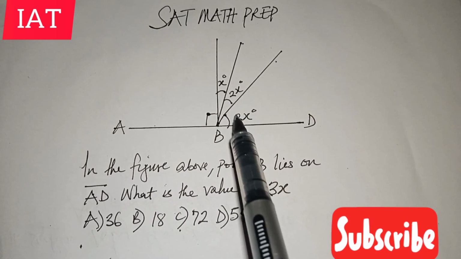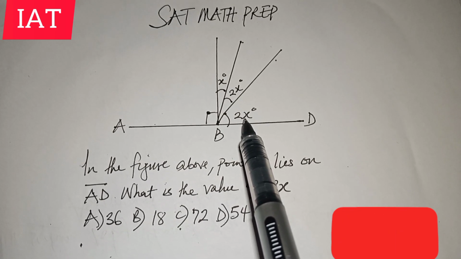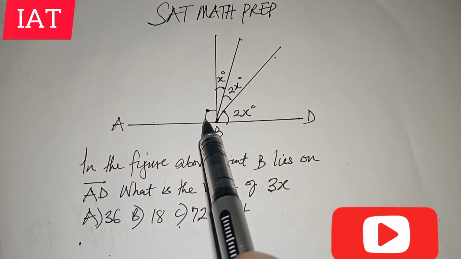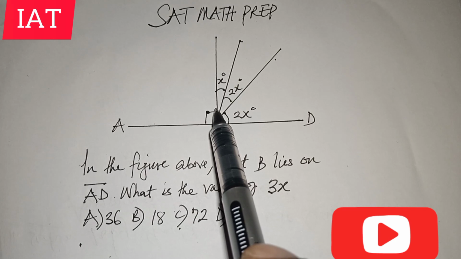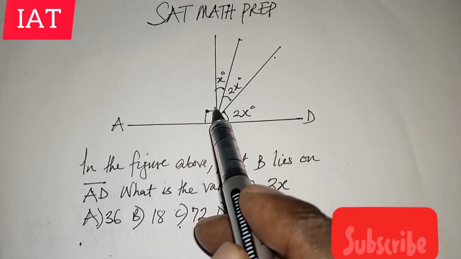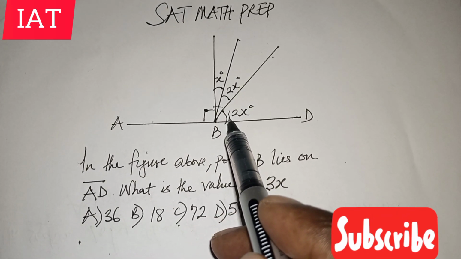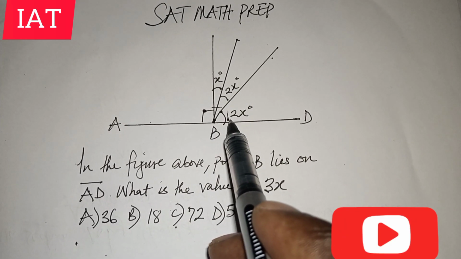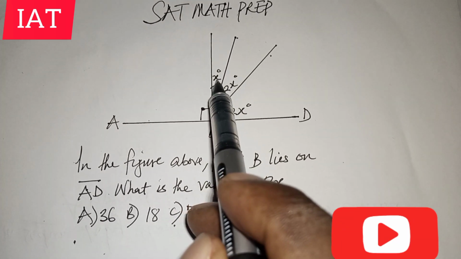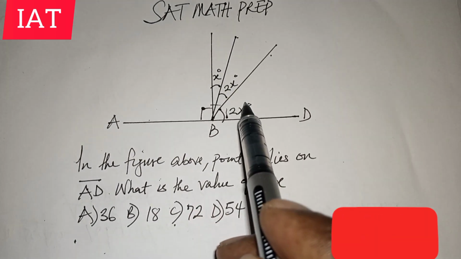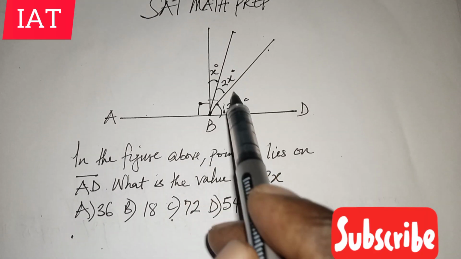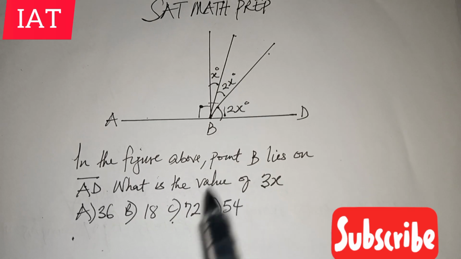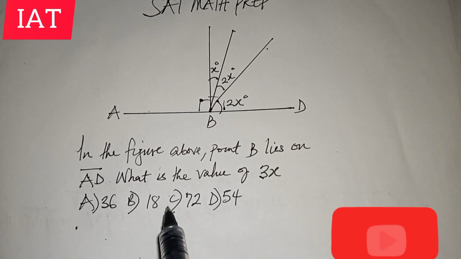You have x, 2x, and 2x also, and this part is 90 degrees. And this part also, if you check from this point to this point, it should be also 90 because they lie on a straight line, which is 180 degrees. So since these angles given are on this part of 90, we can sum up these angles and equate it to 90 degrees. So here we go.